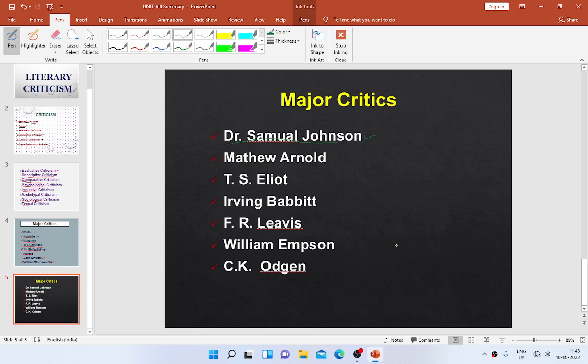To prove his idea, I. Richards asked his students at the University of Cambridge to interpret a poem. And the students came up with unique interpretations of the poem. What Richards believes is that the text has a life of its own.